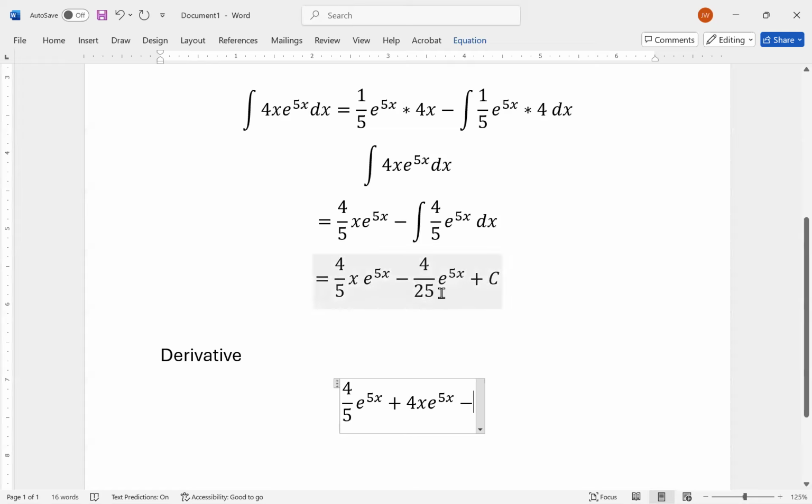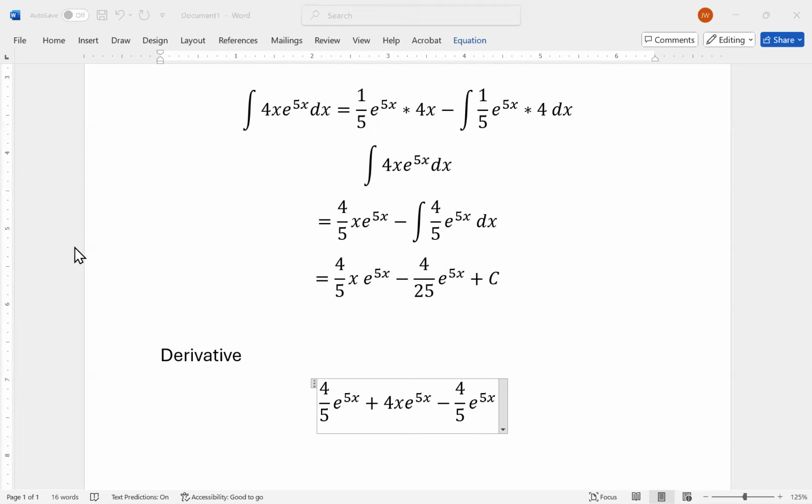And then if I take the derivative of negative 4 over 25 e to the 5x, the derivative of e to the 5x is e to the 5x times 5. So I get minus 4/5 e to the 5x. And then what's happening, as you can see, this one and this one are opposites, so they cancel each other out, and you're just left with the original function that you were trying to integrate. So that's a good check that it works.